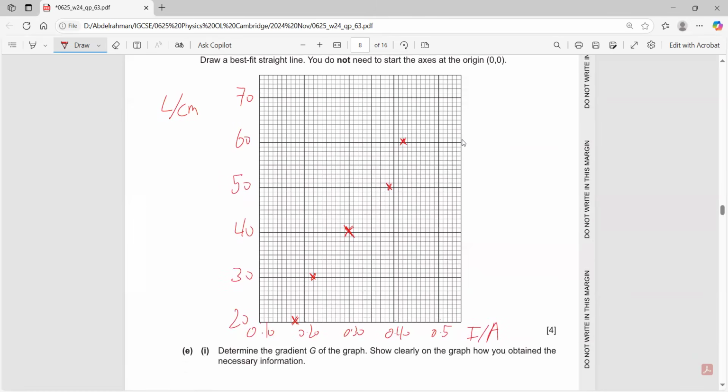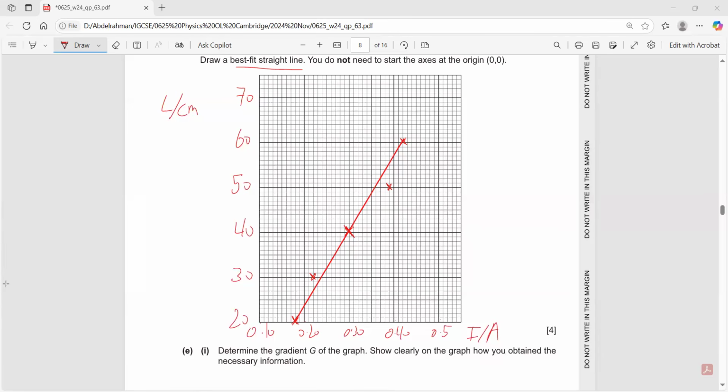So let's draw a straight line. Straight line would be drawn somewhat like this. Actually, let me draw it again. Yeah, this looks a lot better. You have 1 point above, 1 point below, and the 3 other points are almost on the line. So this is a very accurate representation of the line.